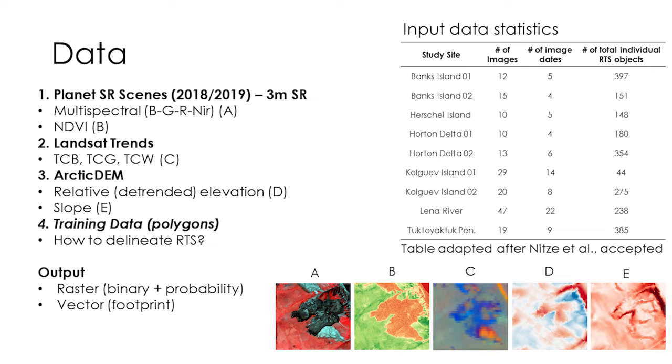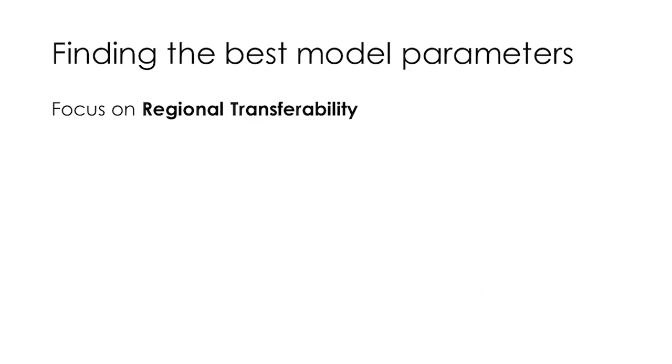And here in this table, you see the statistics. So we used over 200 images, way more than 1,000 digitized thaw slumps. And the images are later even split into a lot of small tiles. On the next slide, you get a bit more technical insight into the model and how we used it.